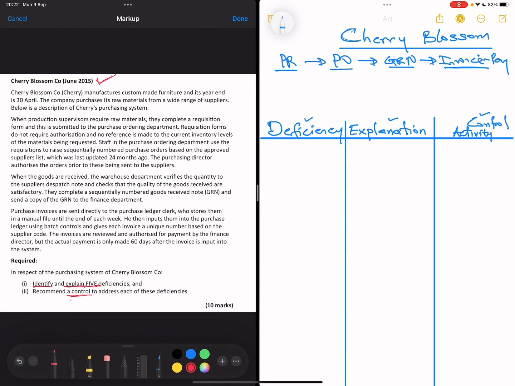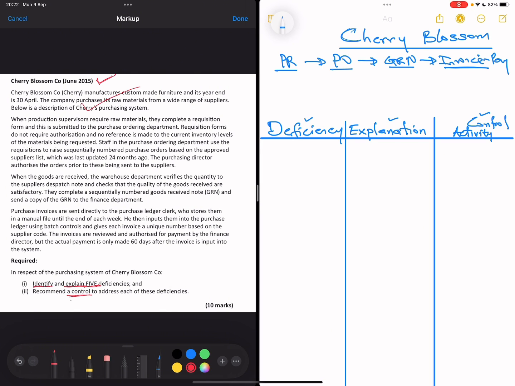Now let's go into the case itself. So Cherry manufactures custom-made furniture and its year-end is 30th of April. The company purchases its raw materials from a wide range of suppliers. Below is a description of Cherry purchasing system. So this paragraph is gone. There is no deficiency there. Let's go to the next paragraph.